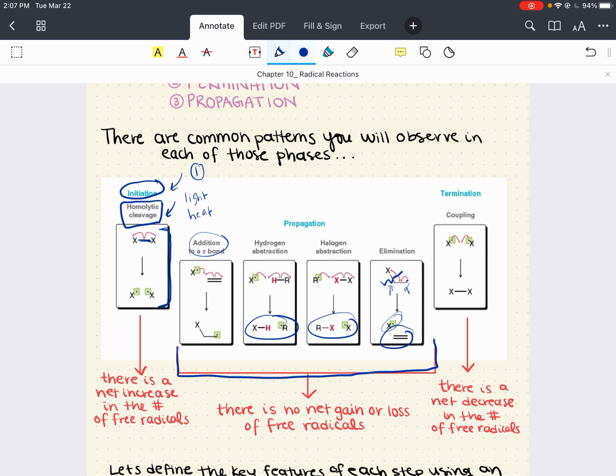All right, the last phase is termination. In this step, there is a net decrease in the number of free radicals. So in initiation, there was a net increase. In termination, which is your final step, there is a net decrease in the number of free radicals. And the common pattern you're going to see for this step is coupling. Coupling is when two radicals join together to form a bond. So it's the complete opposite of a homolytic cleavage.